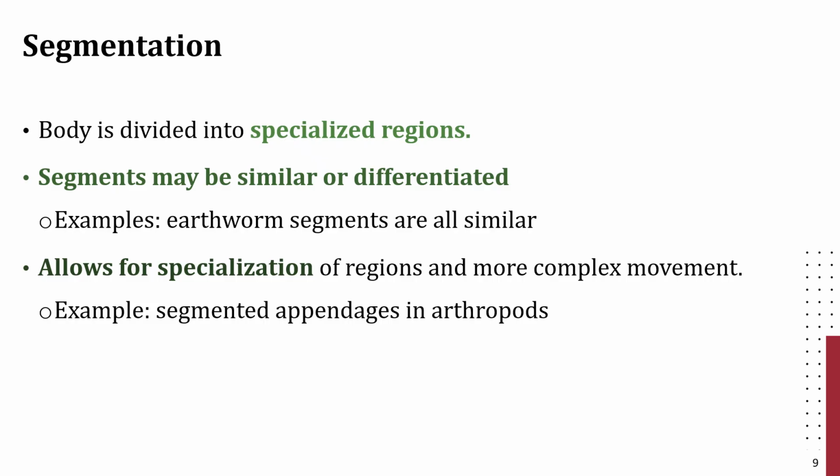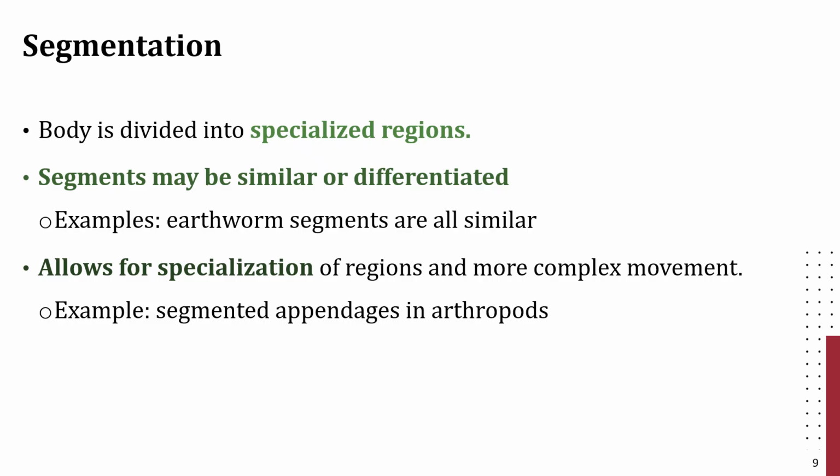Finally, many of our animals are segmented. Segmentation means that the body is divided into specialized regions. Now, these regions might be similar, they might be a little bit different. And the reason for segmentation is that it allows for specialized regions. In other words, we have regions that can do specific jobs within the organism. If you think back to that cartoon image that I showed of the earthworm back on the coelomate images, that is an organism that is segmented. All of the segments are the same.